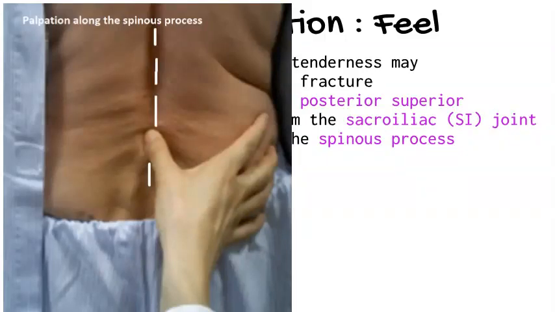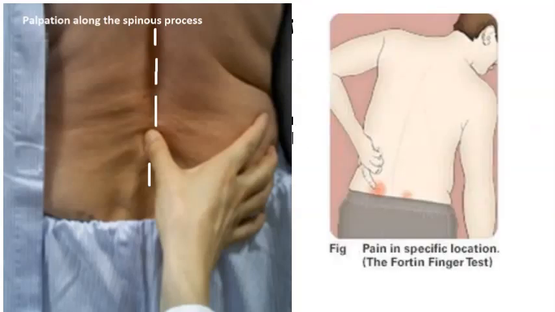This first picture shows how to palpate along the spinous process. The second picture shows the Fortin finger test, whereby the patient will point to pain in a specific location. The area pointed is at the sacroiliac region.